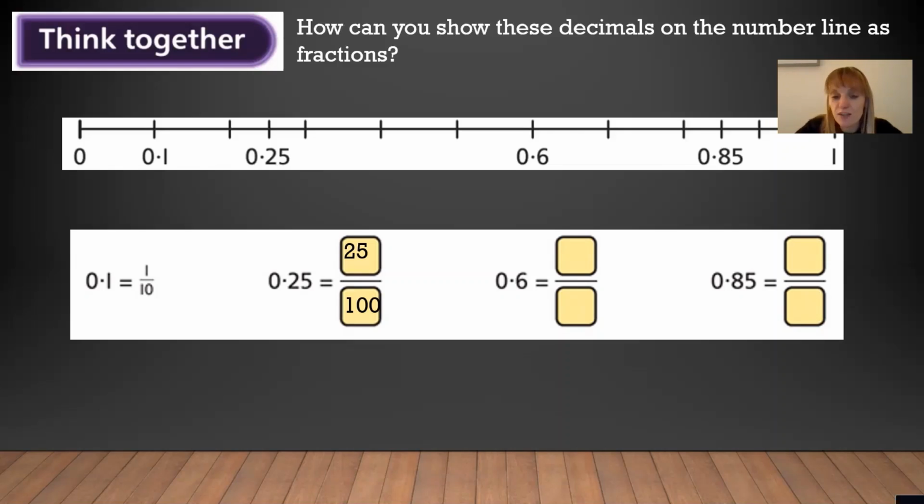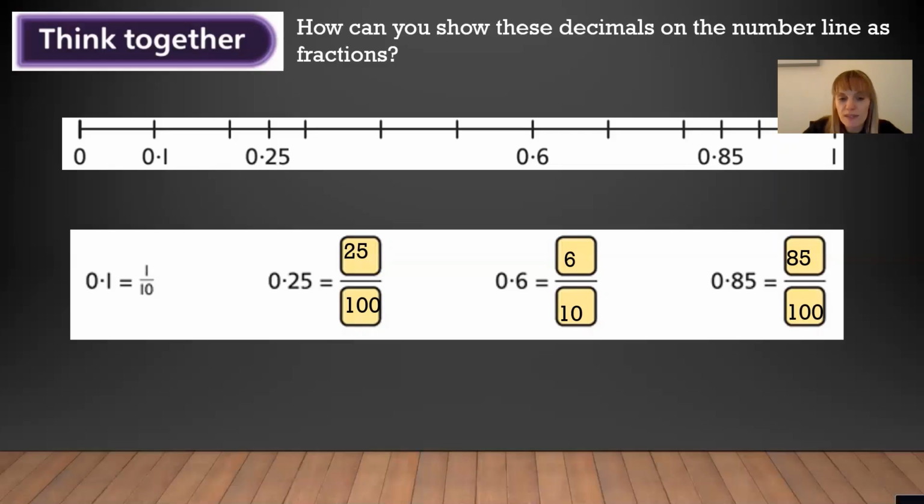Now 0.6 has only got something in the tenths column, so that's going to be 6/10. And 0.85, what do you think? Have a look at the 0.25. Can you work out what that would be as a fraction? It's going to be 85/100ths. Now from there, you could decide I can order the fractions, or can you? Can I at the moment order those fractions? I can't, can I? Because my denominators are different.